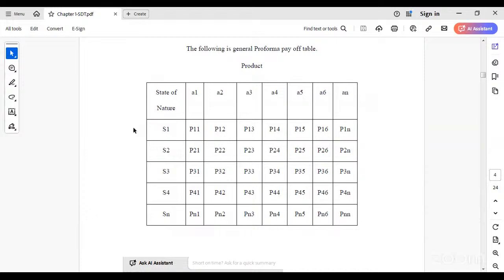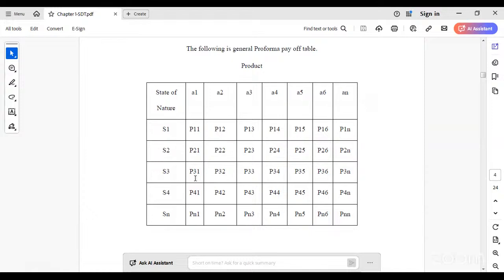The next one is P third row first column through P third row n column, then P fourth row first column through P fourth row n column. Then Sn: P n row first column, second column, third column, fourth column, fifth column, sixth column, up to P n n.